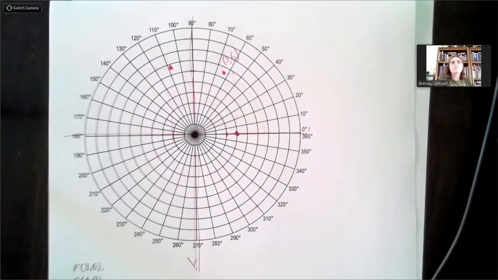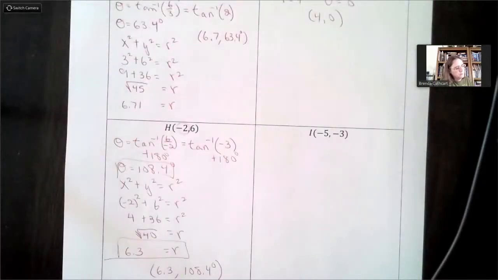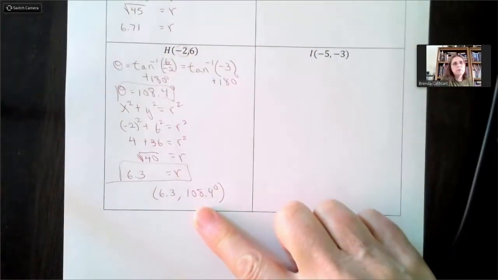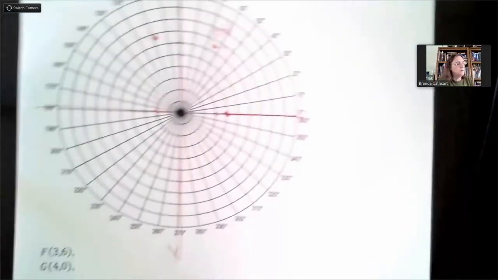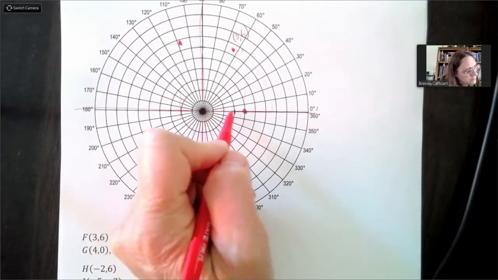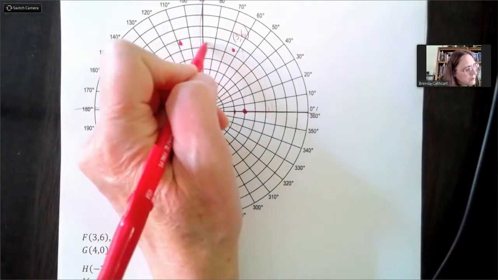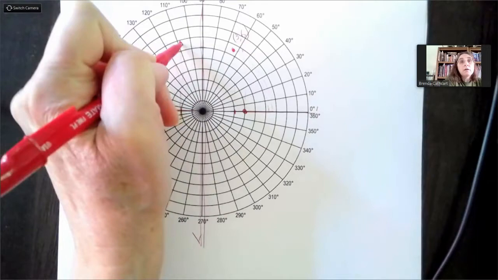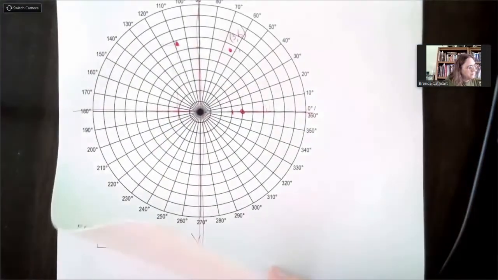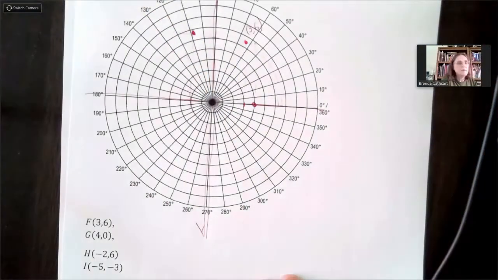And let's see if our angle is the same. Our polar coordinates again were 6.3, 108.4 degrees. So let's go out 6.3: 1, 2, 3, 4, 5, 6.3, and 108 degrees. Yep, that looks just about right. So there we are.